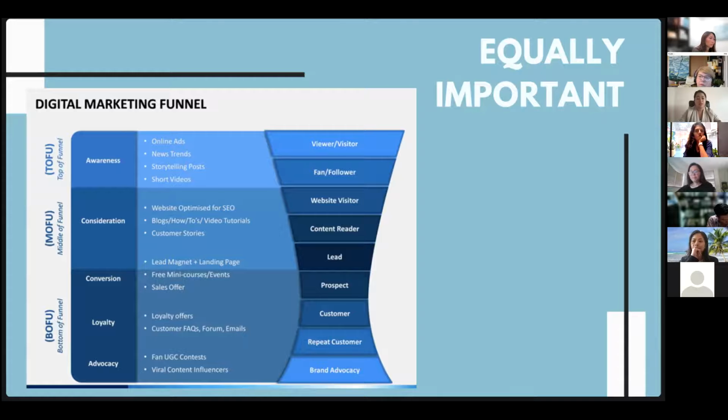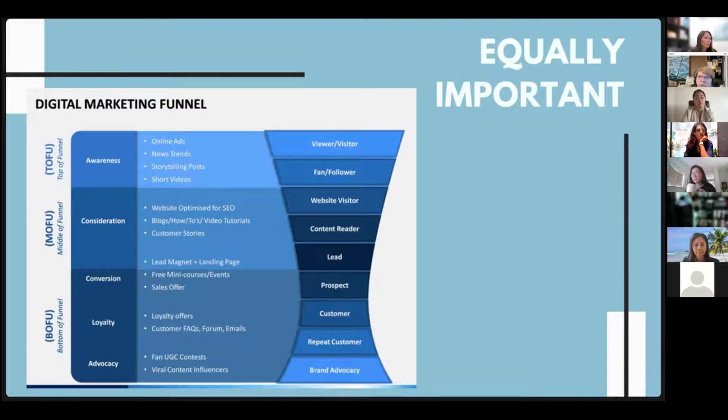Then next, that will lead us into the golden stage, which is of course the bottom of your funnel. So that's the conversion, loyalty, and advocacy. And this is where they go from a lead to a prospect, then to a customer, to a repeat customer, and then a brand advocate. And on this diagram, it kind of shows the ways you can take them from prospect to brand advocacy again. So of course the prospect, maybe this is where you offer the free mini courses, events, the sales offer.